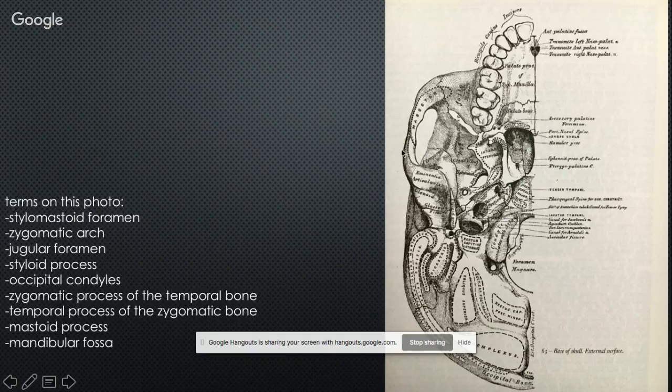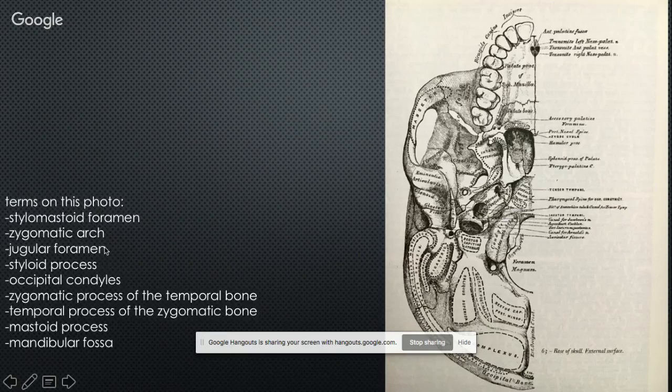And then right here is, of course, the zygomatic process of the temporal bone, because this wall right here is the temporal bone. And then those two together make the whole zygomatic arch. Let's see. Occipital condyles right here. Pretty easy to see right by the foramen magnum, the occipital condyles.